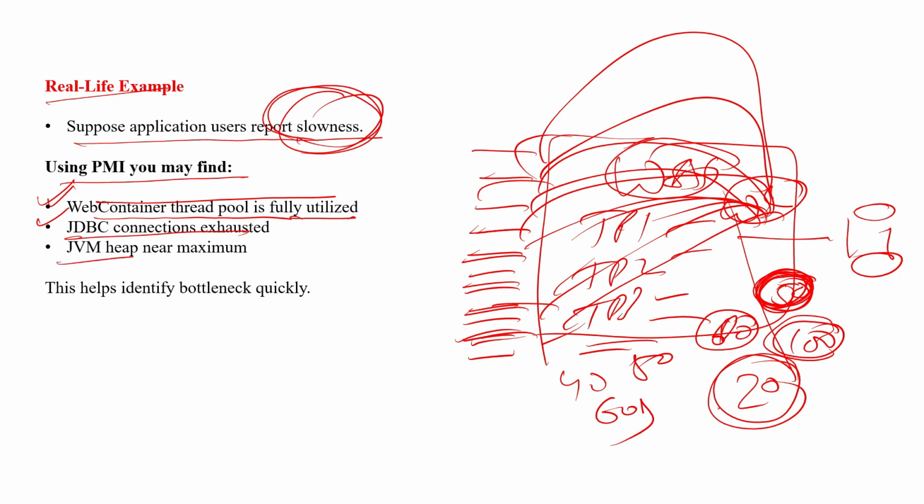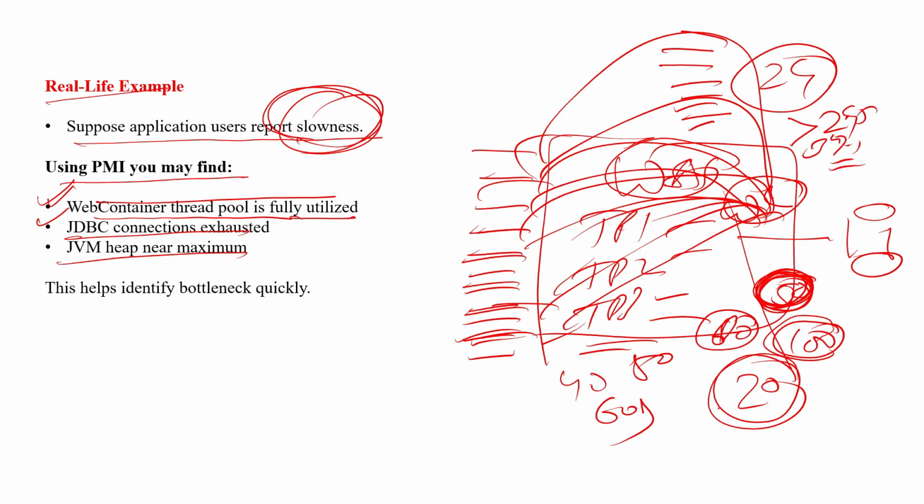All right, then the JVM heap near maximum. You have defined a JVM heap of 2 GB, but during peak load the utilization is more than 2 GB, it may be 2.5, 3, or 3.5, something like that. So what will happen if the memory is not sufficient? The response is going to be slow.